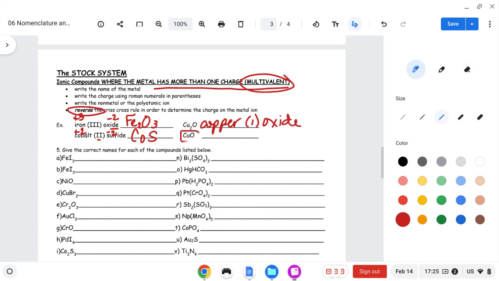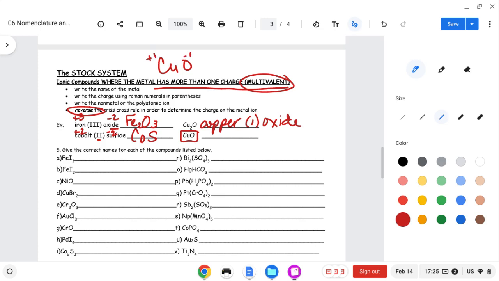Now, look at the next one here. So CuO. If I reverse the crisscross rule, according to that formula, and I'm just going to write it over here so it's a little bit bigger. So we don't write them in, but we know that there's 1s there. We never show the 1s, but if I was to reverse the crisscross rule, that is telling me that copper has a charge of 1 and oxygen has a charge of 1.